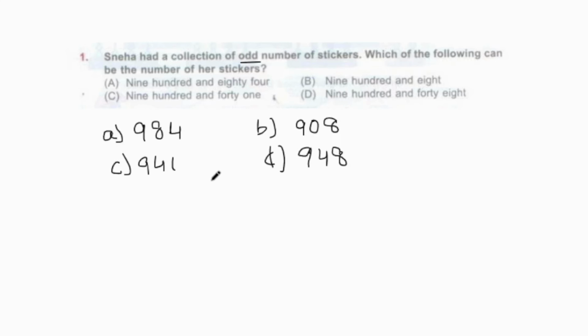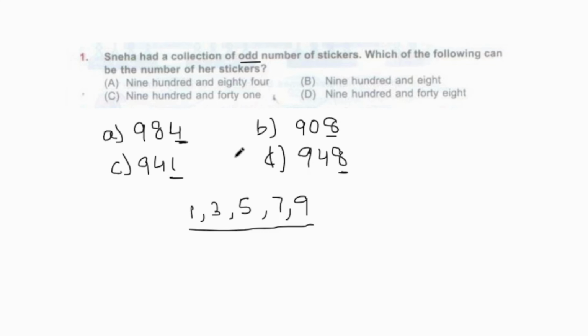So we know that odd numbers are going to be 1, 3, 5, 7, and 9. If a number ends with any of these numbers, it's going to be an odd number. So in the given options, option C, which is ending with number 1, is an odd number because all the other numbers are even. It's ending with 4, this is ending with 8, and this is ending with 8. So option C is the right answer. This is the first method of solving this question.